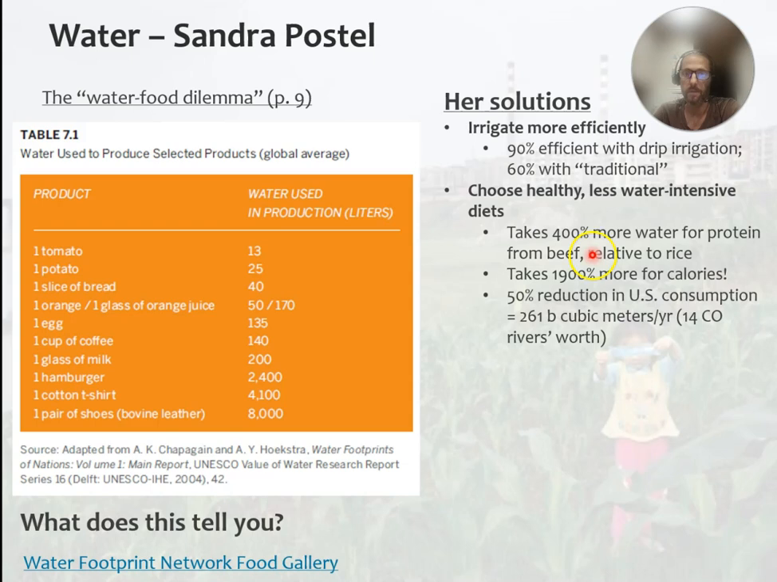So imagine how intensive it must be if a high protein source actually takes a lot more water, right? And just to get the same calories from beef compared to rice, it takes almost 20 times more water. And so if you can reduce your beef intake in the US alone, if 50% of people in the United States reduce their beef intake, it would save 261 billion cubic meters a year. That's a lot. So that's multiple Colorado rivers worth of water. That's just by changing a diet.